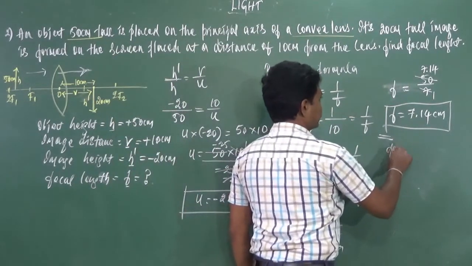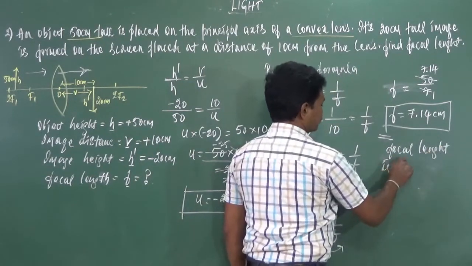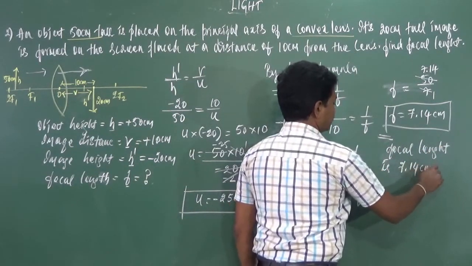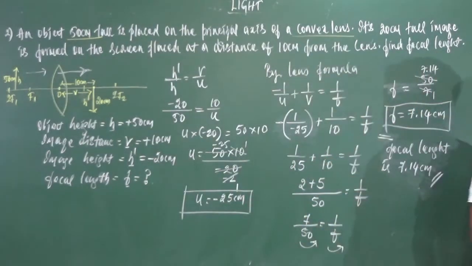So focal length is 7.14 centimeters. So it is an approximate value, right. So this is for 3 marks.